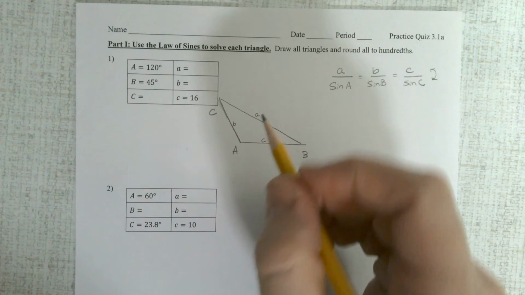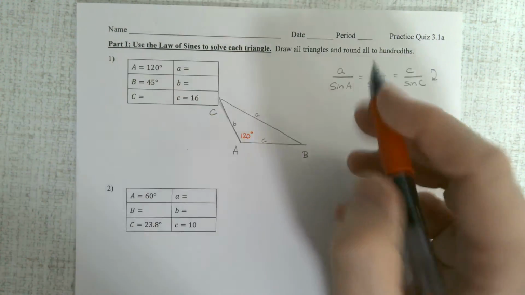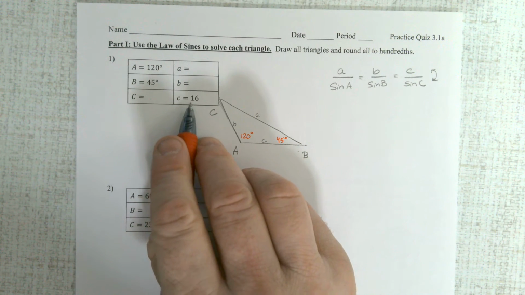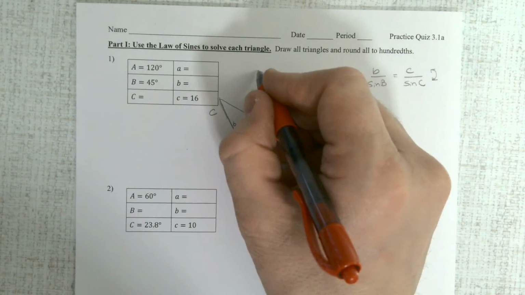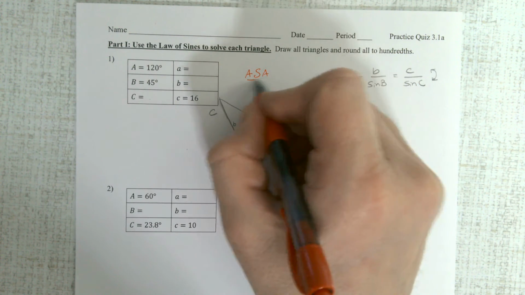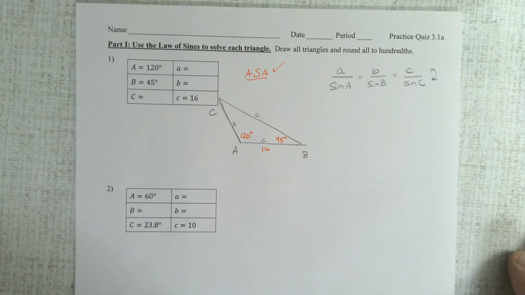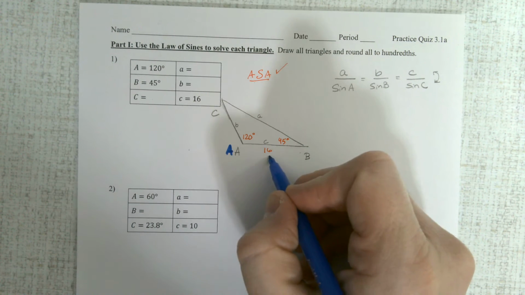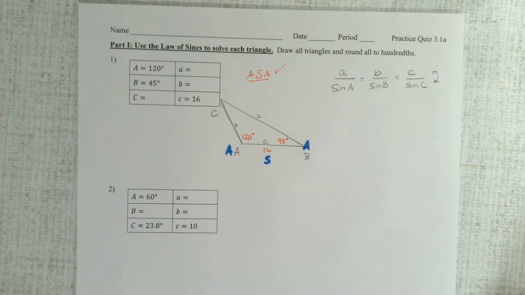So let's fill in what we know. We know 120 degrees. I'm going to put that in red right here. 45 is the B, and the C is 16. And what you want to notice is we have a side surrounded by two angles, which is angle, side, angle, which means we can use the law of sines. Everything on this worksheet you can use the law of sines, but it's going to come into more play later. You just want to kind of see what's going on here. This is angle, side, angle. It's what we know about the triangle, and then all we have to do is start setting up ratios.